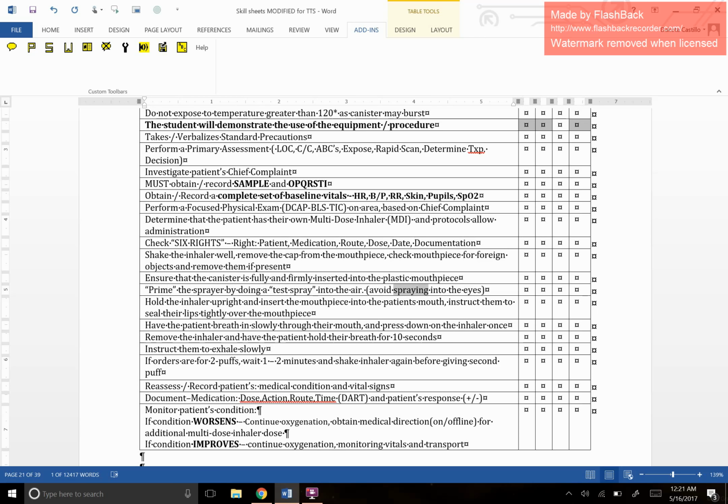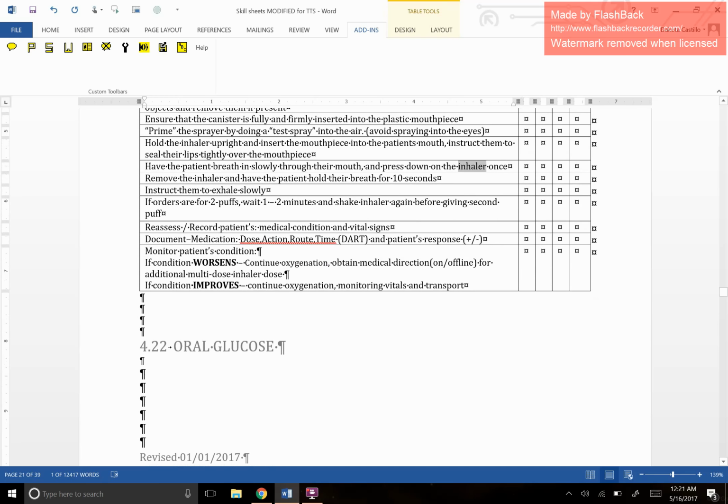Avoid spraying into the eyes. Hold the inhaler upright and insert the mouthpiece into the patient's mouth. Instruct them to seal their lips tightly over the mouthpiece. Have the patient breathe in slowly through their mouth, and press down on the inhaler once. Remove the inhaler and have the patient hold their breath for 10 seconds.